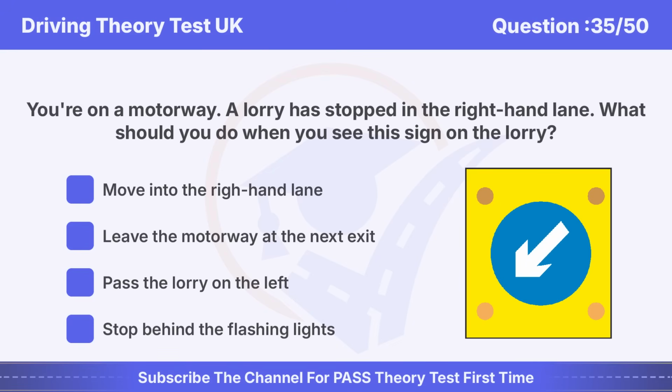Question 35. You're on a motorway. A lorry has stopped in the right-hand lane. What should you do when you see this sign on the lorry?